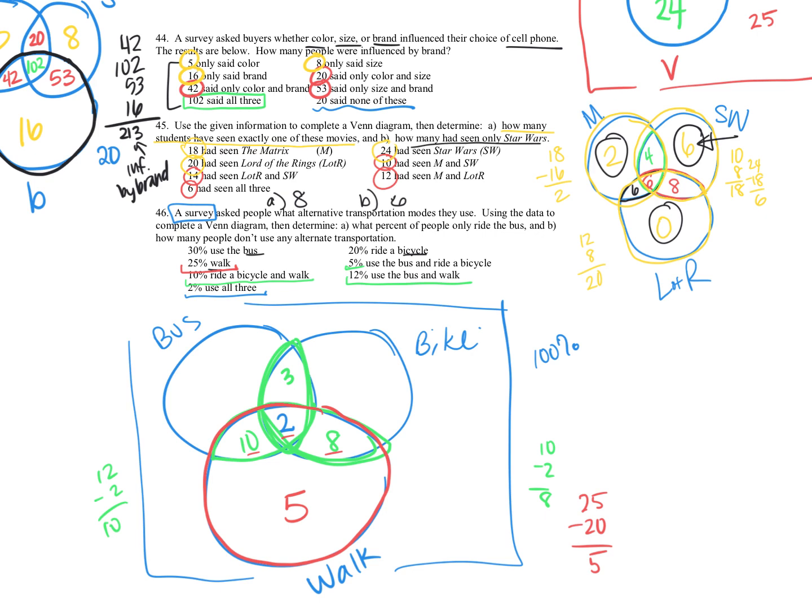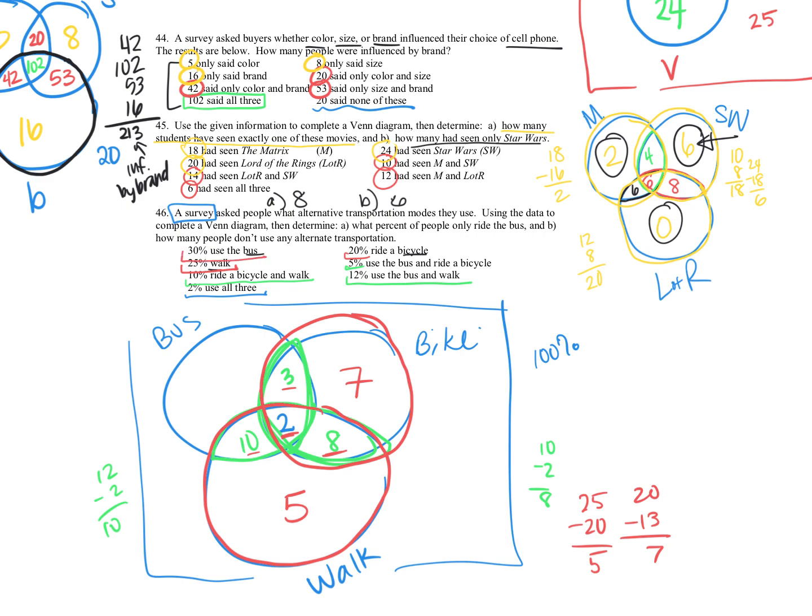Then I know that 20% ride a bike. So the ride a bike total has to be 20. So I have 3 and 2, that's 5, plus 8 is 13. So 20, which was the total, minus the 13 is 7. So 7 people have to live in there.